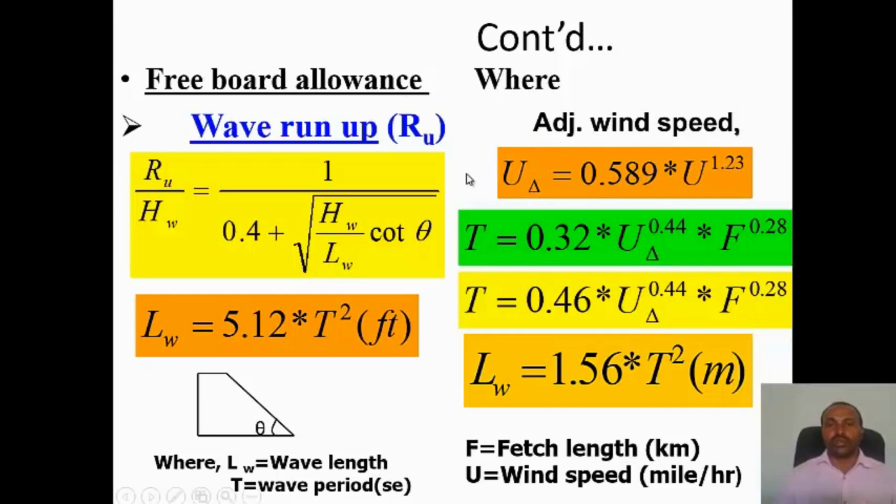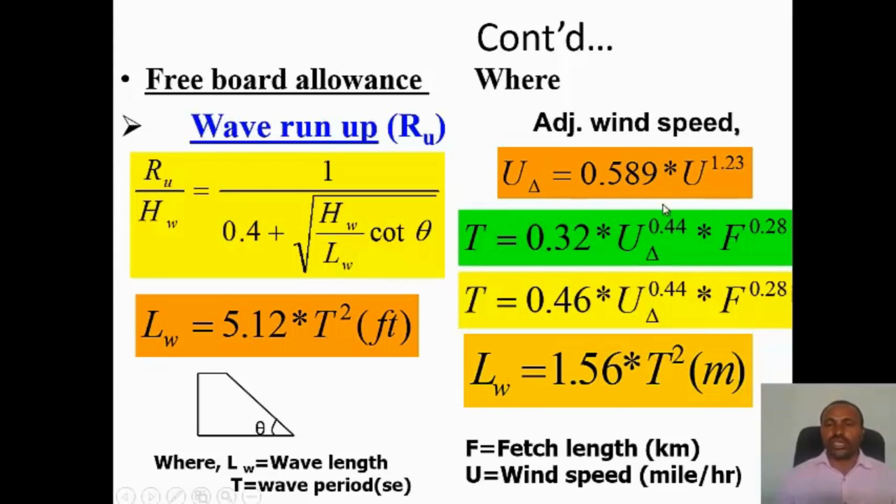Then once you have data, you have to adjust it over the water surface using this equation. This is an empirical equation. Otherwise, you have a chart you can use. Any wind speed at any height, you can calculate using the chart. You go just over the ground surface.